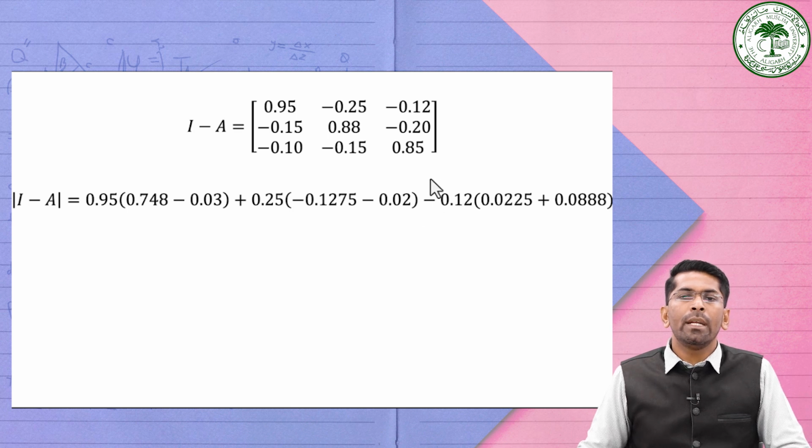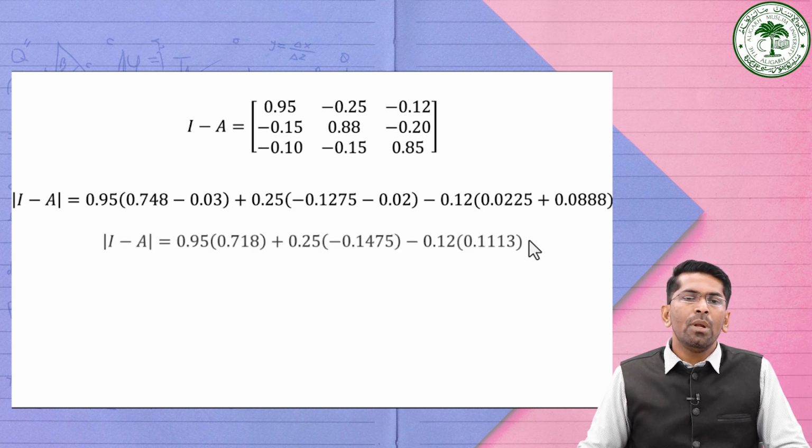Then the third element is minus 0.12, crossing the first row and the third column. We will have minus 0.15 into minus 0.15, which becomes 0.0225, then minus here also, so it will become plus here, 0.88 into 0.10, which is equal to 0.088.